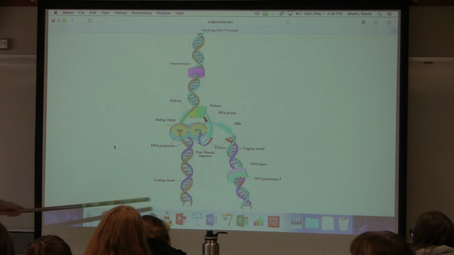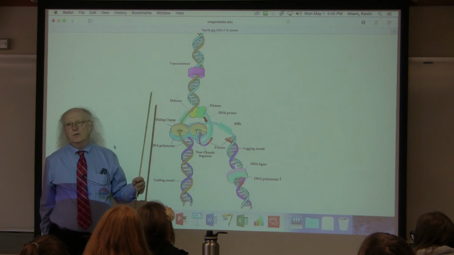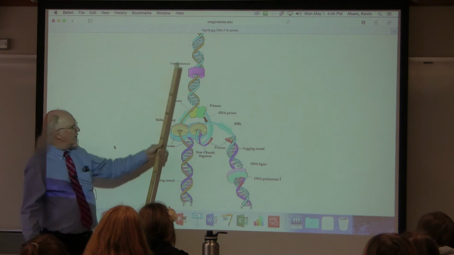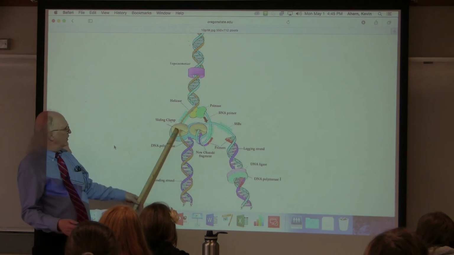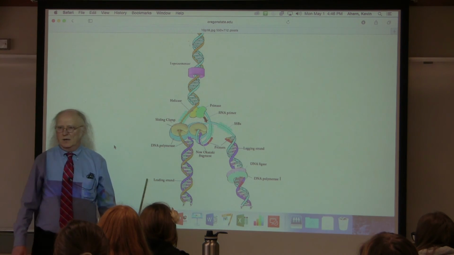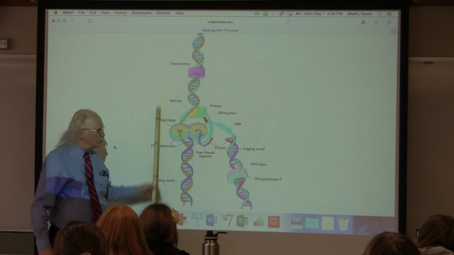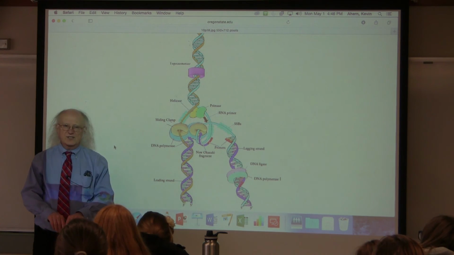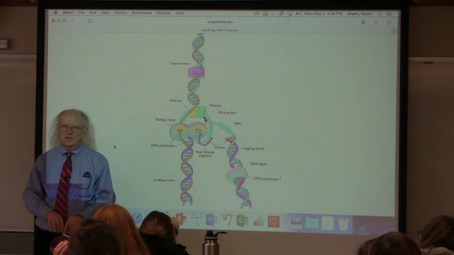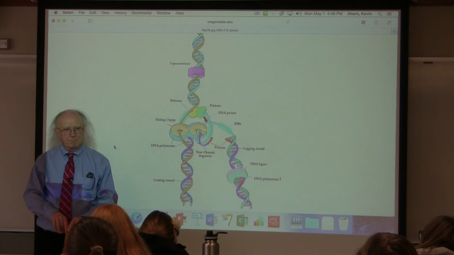Good question. So this general scheme is true in eukaryotes and prokaryotes. Eukaryotes tend to have things with different names, and we're not going to worry about the names of eukaryotes. You don't need to know, for example, PCNA. But they have the same general functions in eukaryotes and prokaryotes. And there are some differences, but it's way beyond the scope of this class to talk about that.